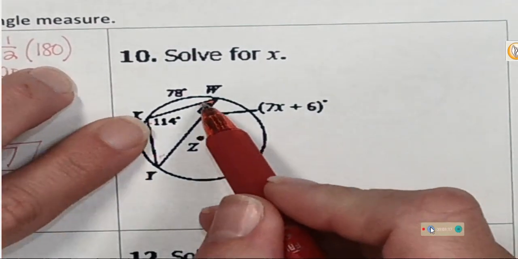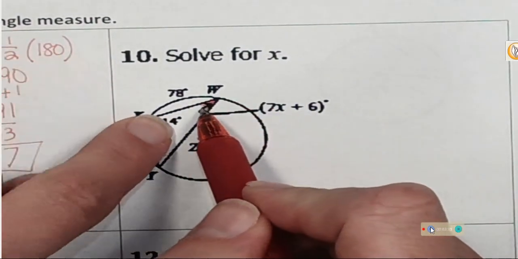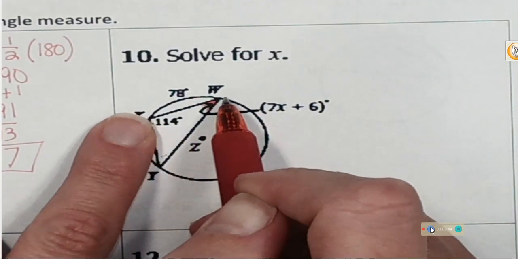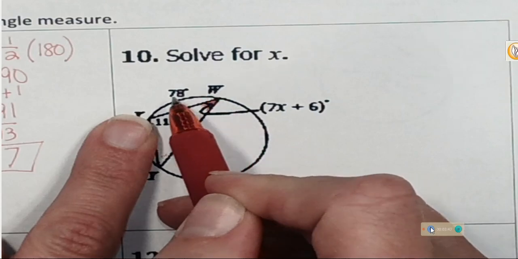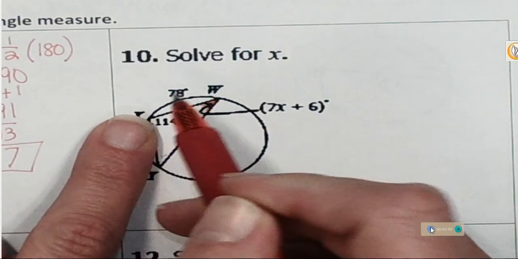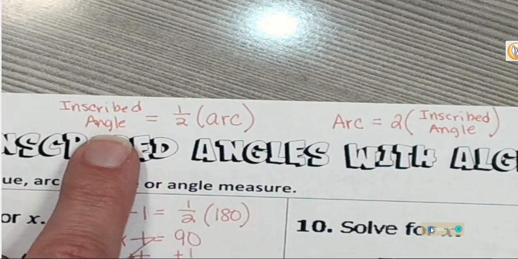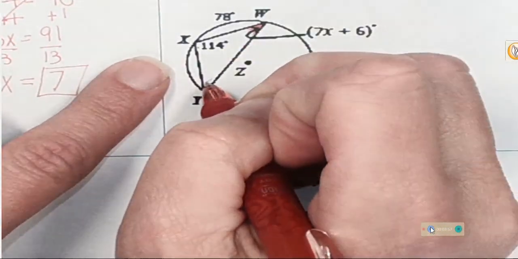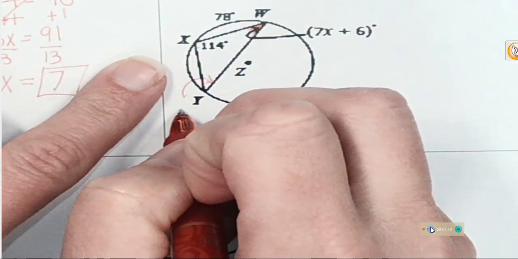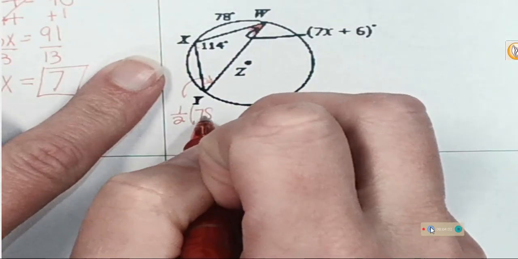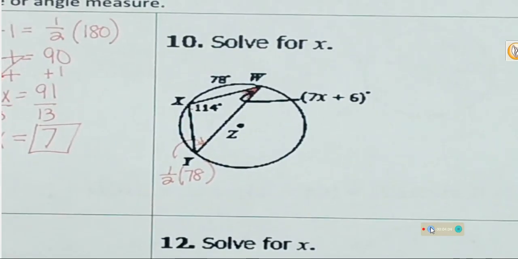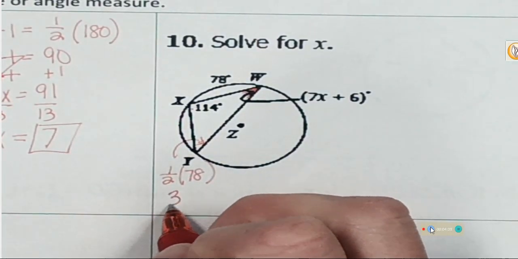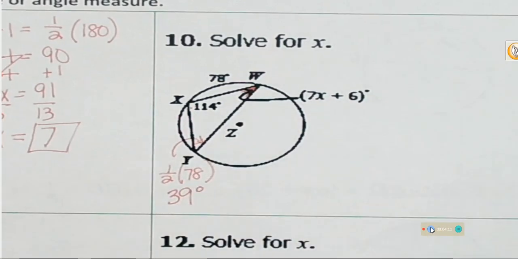I'm going to focus on my triangle. Okay, I already know these two angles. I need this one. Look at where angle Y opens up to. What is the arc measurement where it opens up? 78. What do you know about an inscribed angle and its arc? The inscribed angle is half the arc. So this angle right here is 1/2 of 78. So 78 divided by 2, which is what? 39.